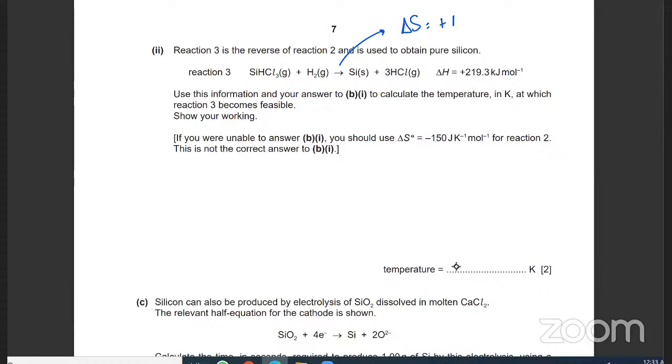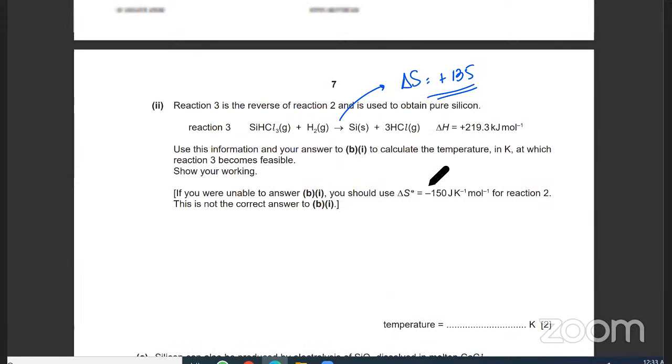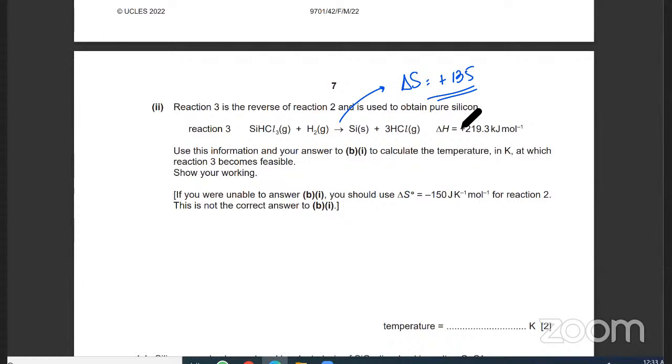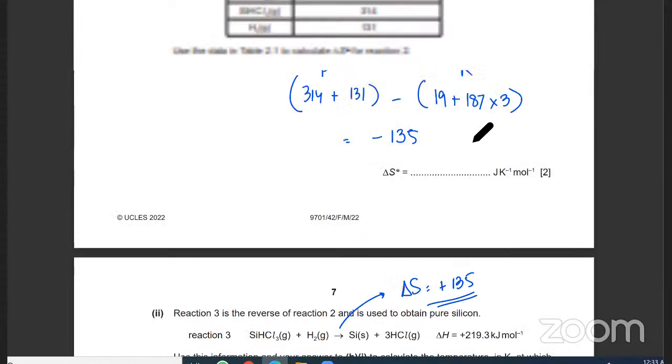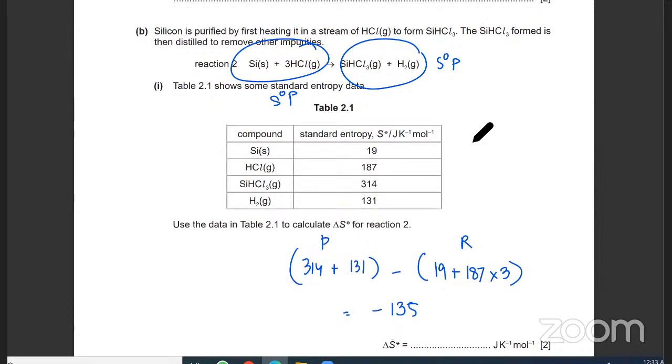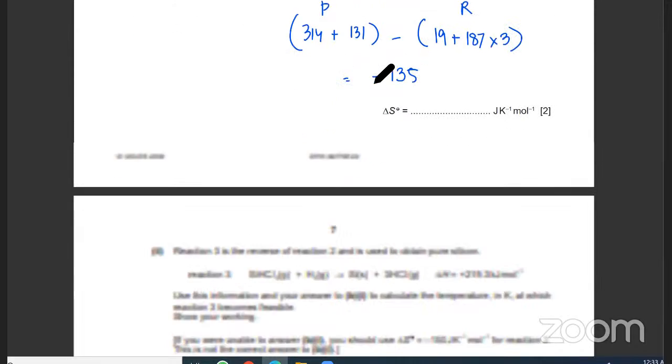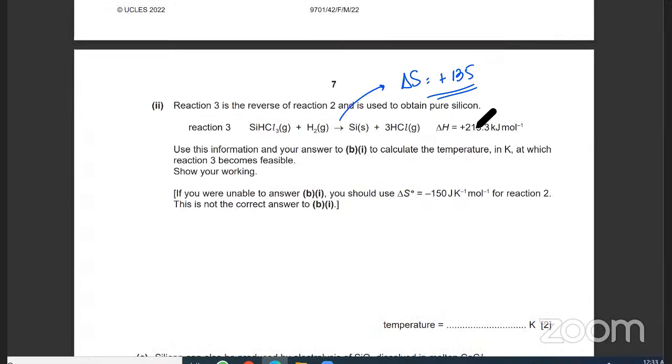So why can't we change the sign of delta H? You can change the sign if you reverse it. That's going to be exactly the opposite. But they didn't give the sign of delta H. They gave the delta H sign for this one. So you don't need to change that. They've already given you the right value.